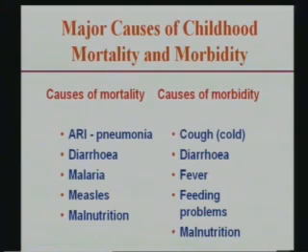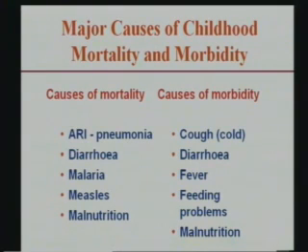If we look into the causes of mortality and morbidity, as I already told, and Professor Agrawal also told, pneumonia, diarrhea, malaria, measles and malnutrition are the major causes of mortality under 5 years of age. And for morbidity, patients come with cough, diarrhea, fever, and then feeding problems and malnutrition.